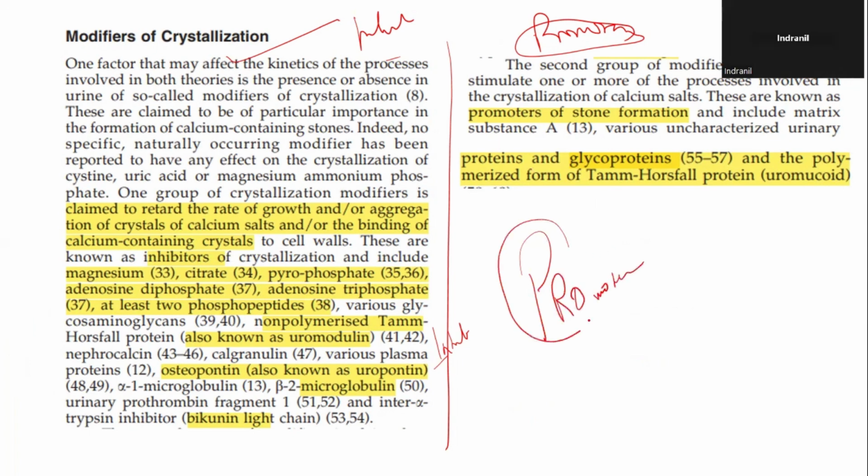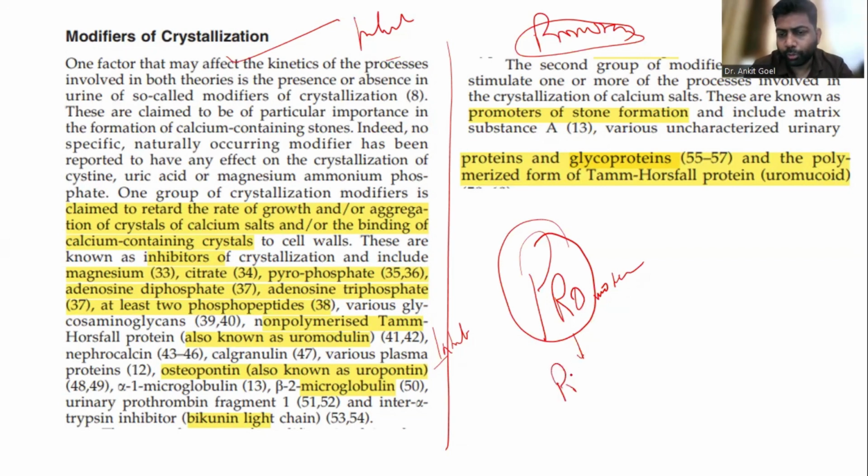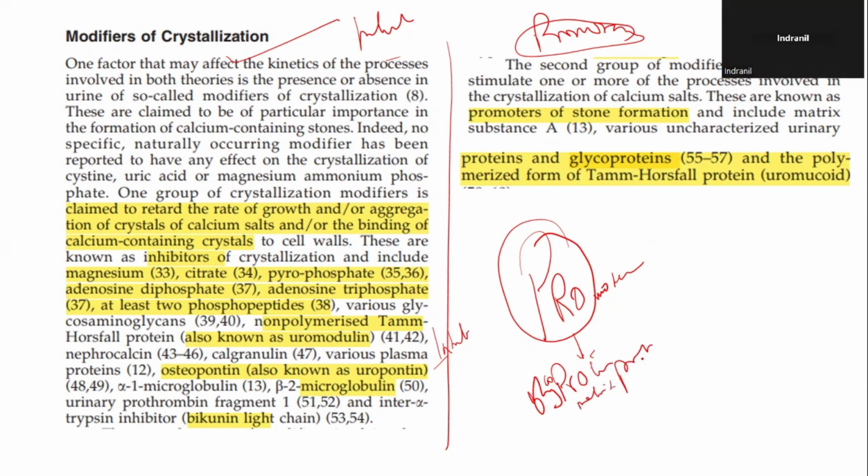If you find a protein, most likely that protein will be a promoter. So, if you find a glycoprotein, or you find some matrix protein, or you find Tamm-Horsfall protein, then you need to remember that these are promoters. But this is not always true.